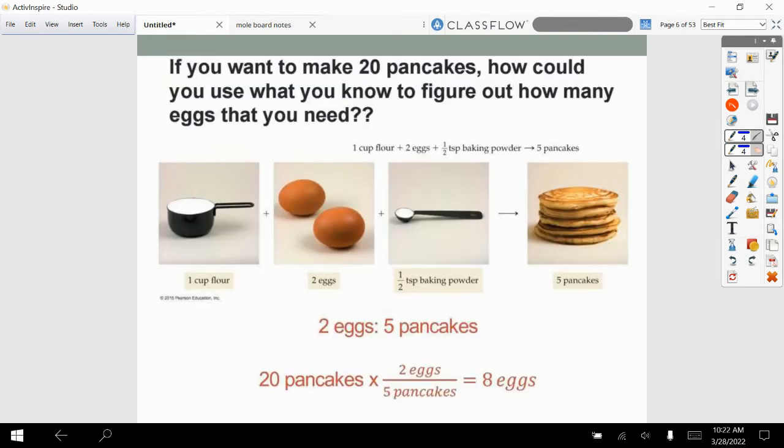So, some applications of this. If we wanted to make 20 pancakes, how could we use all of these relationships to figure out how many eggs we need? Well, we have 5 pancakes and we want 20, so we want 4 times as many. You could think logically, okay, that means I would need 8 eggs. Or we could set it up the chemistry math way, where we say we want 20 pancakes. If for every 5 pancakes we need 2 eggs, then this tells us that we need 8 total eggs in order to do this reaction.